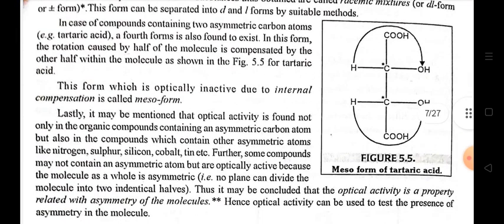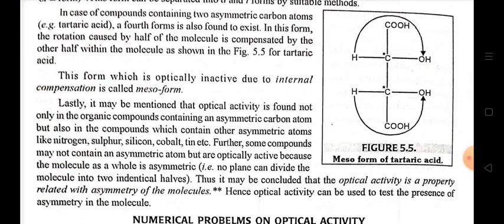Lastly, it may be mentioned that optical activity is found not only in the organic compounds containing an asymmetric carbon atom but also in compounds which contain other asymmetric atoms like nitrogen, sulfur, silicon, cobalt, etc. Further, some compounds may not contain an asymmetric atom but are optically active because the molecule as a whole is asymmetric. That is, no plane can divide the molecule into two identical halves. Thus, it may be concluded that optical activity is a property related to asymmetry of the molecule. Hence, optical activity can be used to test the presence of asymmetry in the molecule.